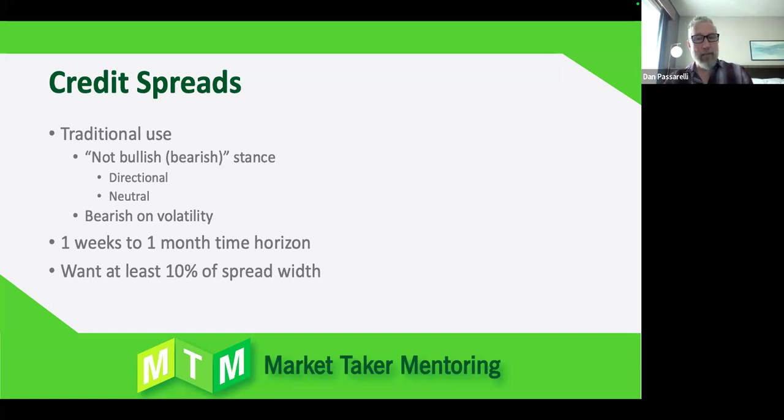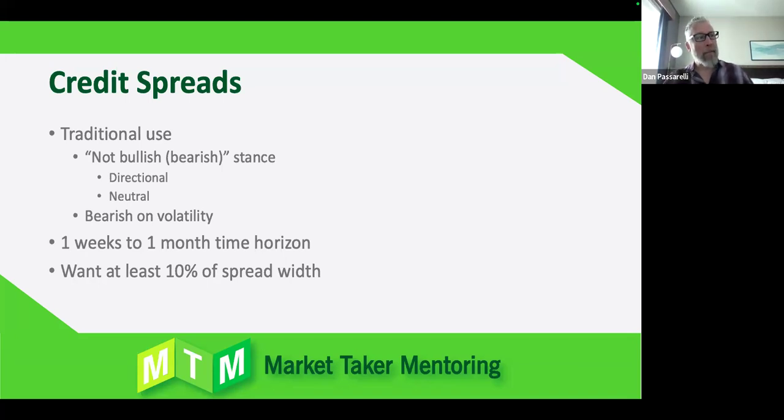And there's a sweet spot time horizon between about 1 week and 1 month. Really, we can go shorter than a week. Sometimes, a lot of times I will. Sometimes I'll do just a 3-day one or something. And occasionally I'll go a little longer than a month. But most of my credit spreads are between 1 week and a month.